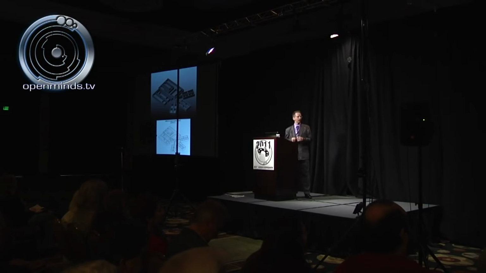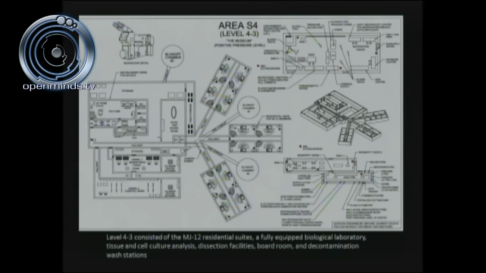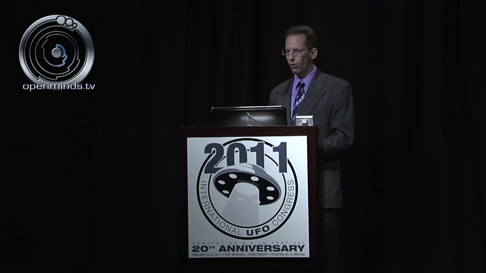Level S4, Level 3, we're moving on to Level 3. This is the SolidWorks rendering. Below, we have the AutoCAD rendering. Now, there are at least 3 primary areas to 4-3. You'll notice that there are 3 distinct segments here. Each has 4 residential suites. Ladies and gentlemen, this is the Majestic 12 residential suites. That's where they stay when they get to S4.